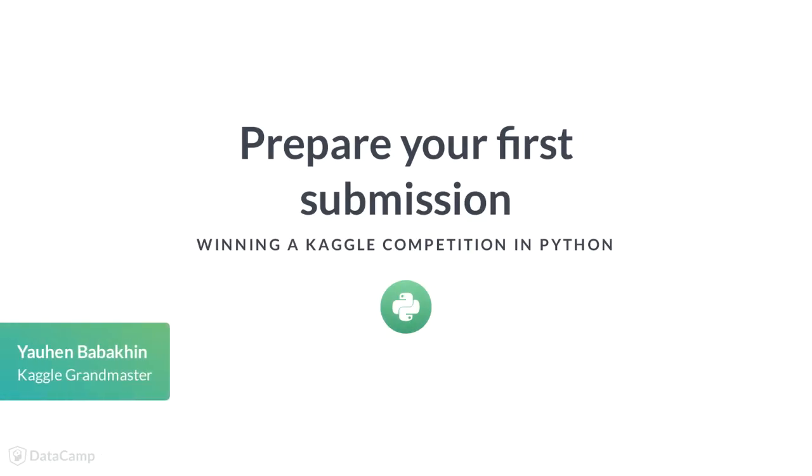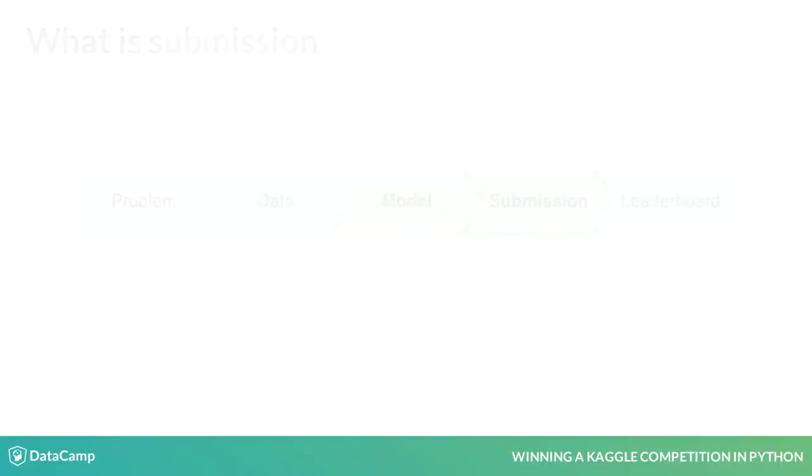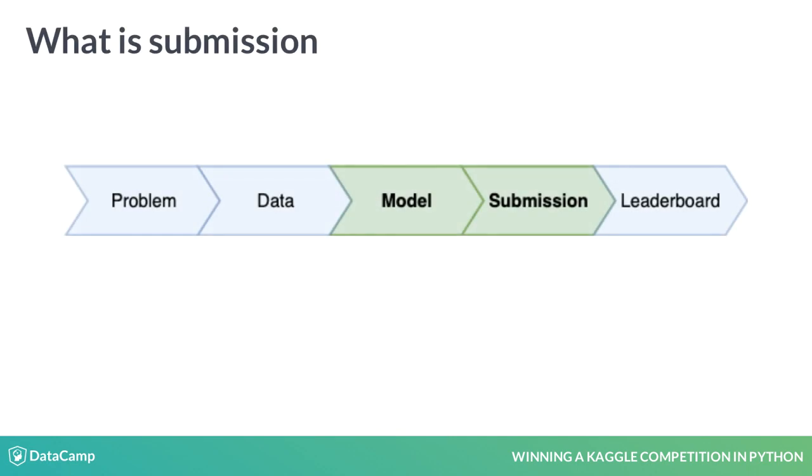We already know how to explore the train data and how to determine what our submission file should look like. Let's learn how to prepare our first Kaggle submission. Recall the graph of the competition process. In this lesson, we will talk about the green block. It consists of building the model and preparing the submission file.